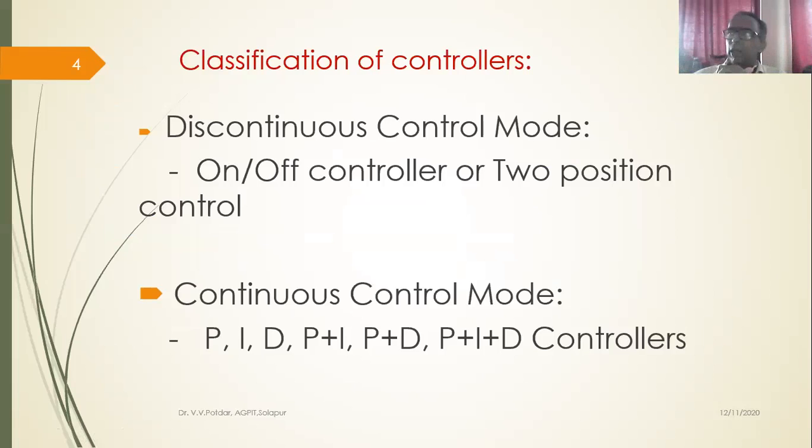I put the light switch on and off whenever I require it. It is not continuously on or continuously off. Whenever it is required, I am putting it on. So it's a discontinuous control mode, isn't it? Or it is also called discrete control mode.